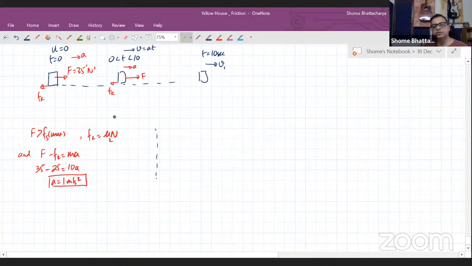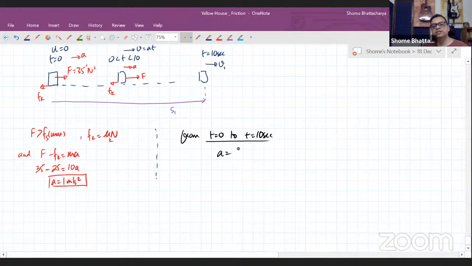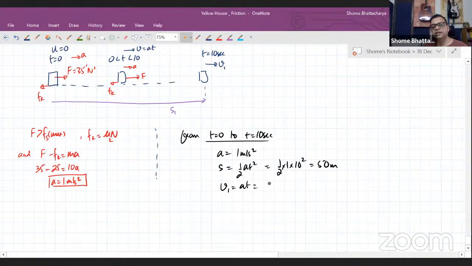So let's find out first of all, it's also got some displacement from here to here, of S1, let's say. So we can see that from t equal to 0 to t equal to 10 seconds, it has an acceleration of 1 meter per second square. So the displacement will become half a t square. So half into 1 into 10 square, that is 50 meters. And the velocity, which I have labeled as v1, at that time will become 10 into 1, or 10 meters per second.